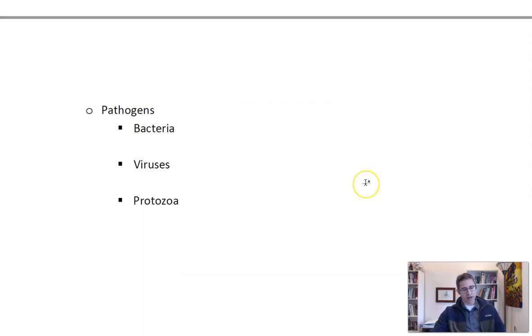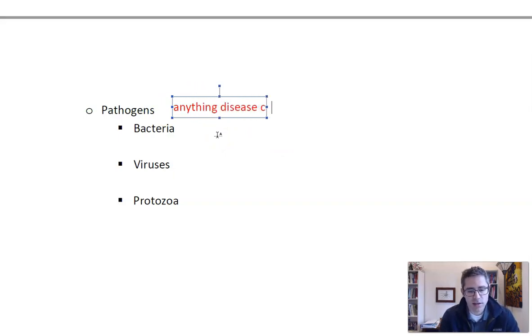Final class of constituents is pathogens. We tend to break this down into bacteria, viruses, and protozoa. There are other pathogens as well, like amoeba and helminths or worms, slime molds, things like that. But really, when we talk about pathogens, we're talking about anything disease-causing.